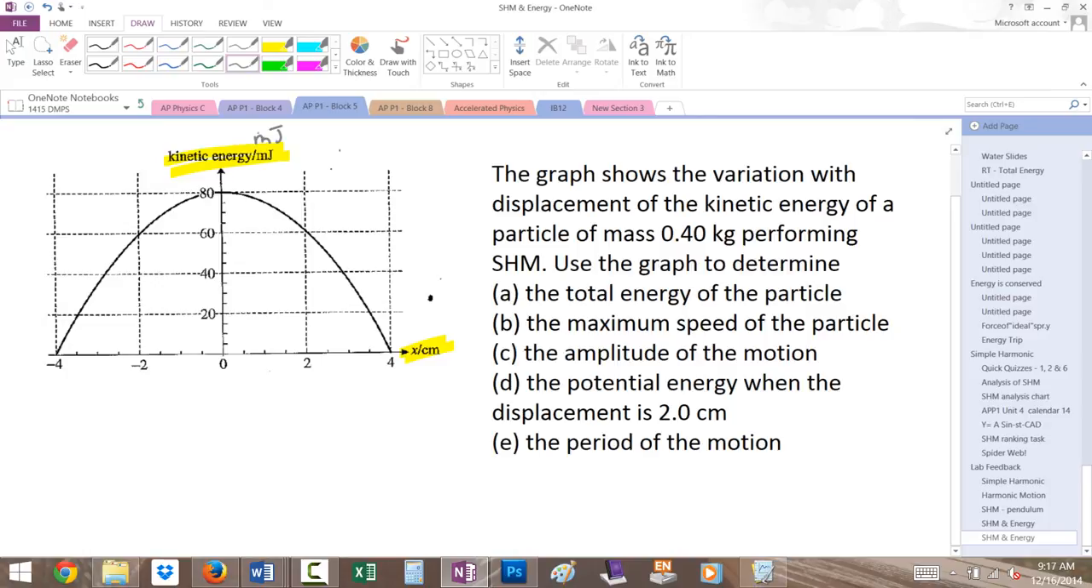And it asks for you to find a bunch of things. All of these 5 things can be found from this one graph. So you've got a couple minutes. Why don't you get started with it, see how many of them you can get. Give it a shot.